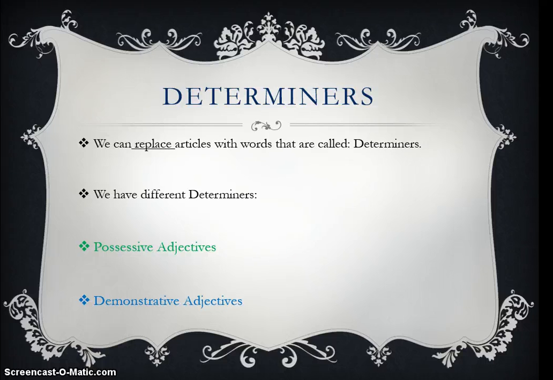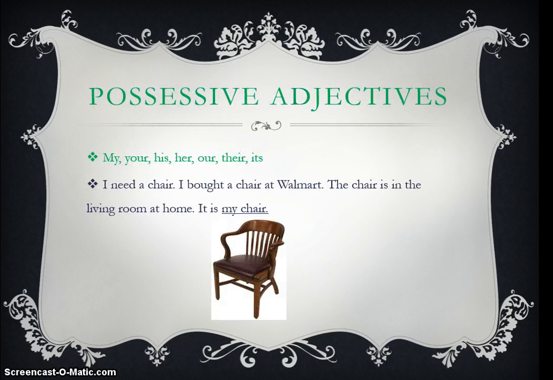Finally, let's talk about determiners. We can replace articles with words that are called determiners. We have two different determiners in English. We have possessive adjectives and we have demonstrative adjectives. Let's look at possessive adjectives first. These are words that you're probably familiar with. They show possession. These words are my, your, his, her, our, their, its.